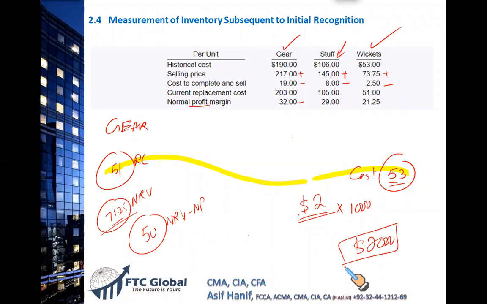This should answer your question. GAAP is stiff, gentlemen, ladies, GAAP is stiff. Once you have written off a loss, even if the price goes up, you cannot reverse the loss. But look at this, IFRS. Lovely. IFRS allows you reversal of this loss subsequently if the market price goes up. So under US GAAP, inventory once written down cannot be subsequently reversed. But under IFRS, reversal is allowed only up to the amount that you previously wrote off.